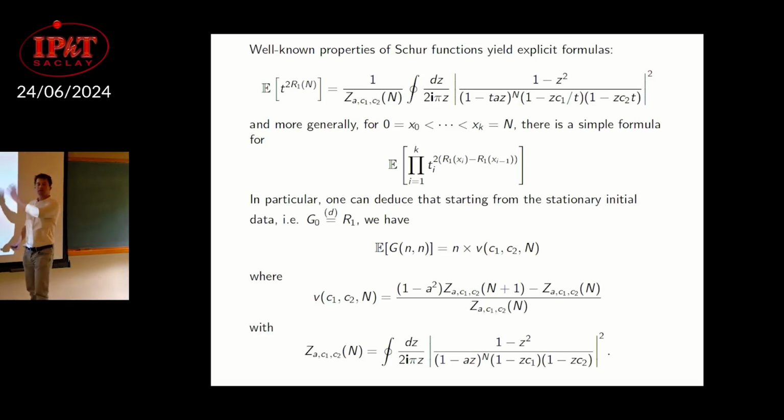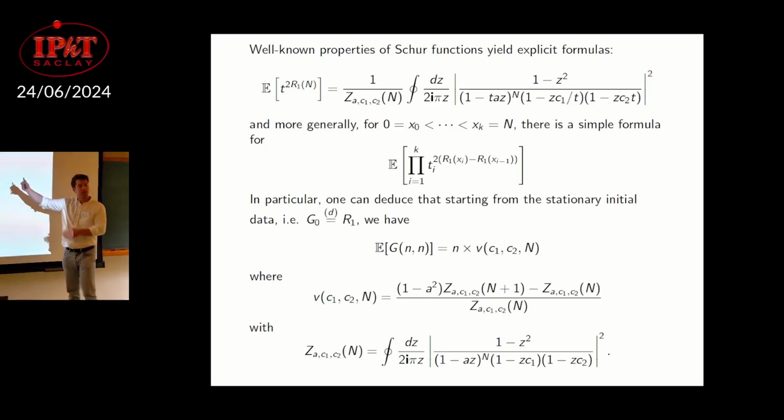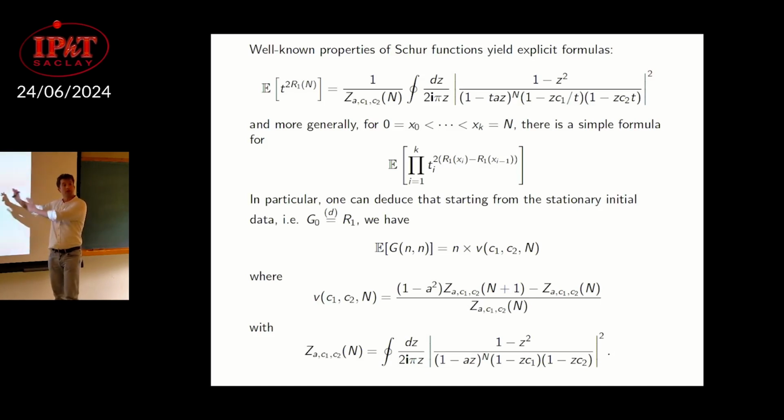It looks like formulas that were obtained already in the 90s using the matrix product ansatz, and so it's not surprising that it works. However, for other models, more complicated than last passage percolation, the formulas become a bit more complicated, but we can still establish them, and it becomes a bit more interesting.